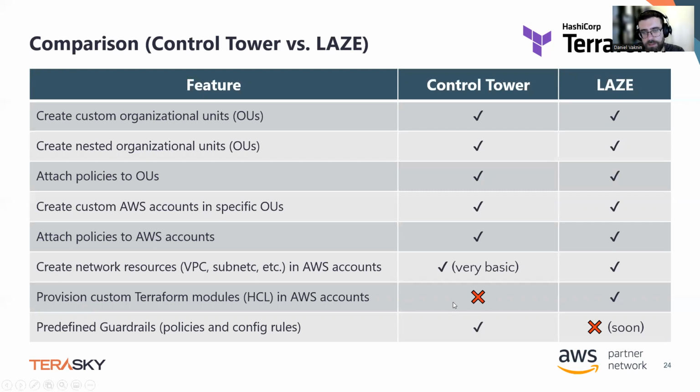And I think maybe the biggest advantage of LAZE is that you can actually define which Terraform modules will be deployed on the accounts after they are created. So as we said before, with Control Tower, it's not possible. Customization for Control Tower only supports CloudFormation. With LAZE, you can actually specify which Terraform modules you want to deploy on which accounts, and like plain Terraform, it will be deployed directly on the account. So this is very easy, and I will show it in the demo.